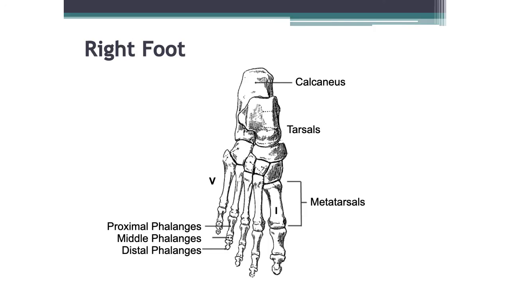Then you have your foot, and you see the tarsals are the foot bones, the ankles and foot bones, metatarsals, and then your phalanges are going to be your toes. All right, and so that ends up the skeleton.